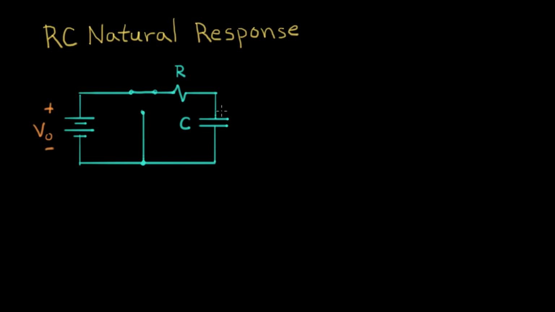the analysis. We're going to go through an intuitive description of what happens in this circuit when this switch is changed from this position, where we're connecting a battery to the RC combination, and then we're going to move the switch over to here and watch what happens as that capacitor discharges back through the resistor. And that discharge pattern is called the natural response.